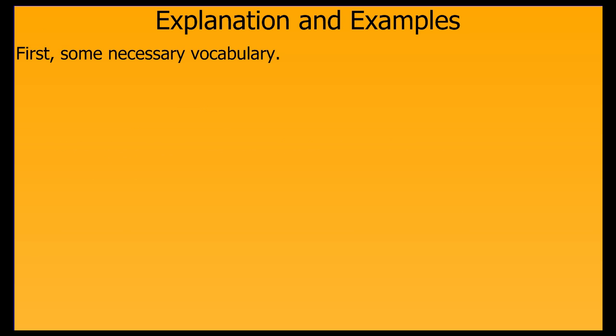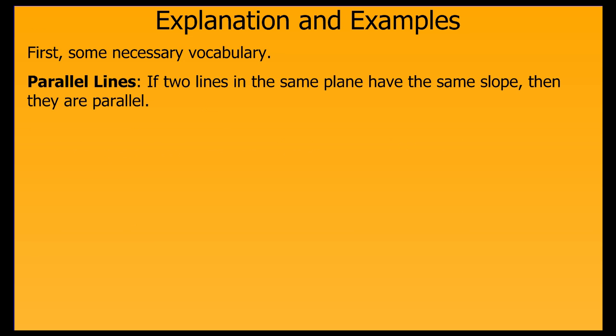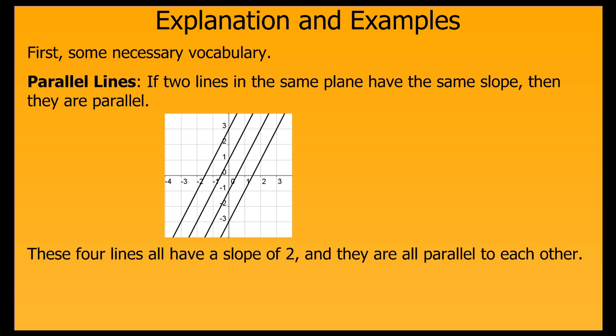First, some necessary vocabulary. The mathematical definition of parallel lines is, if two lines in the same plane have the same slope, then they are parallel. A more common way of thinking about parallel lines is that they never intersect. So, for example, these four lines all have slopes of 2. They are all parallel, and they never intersect with each other.